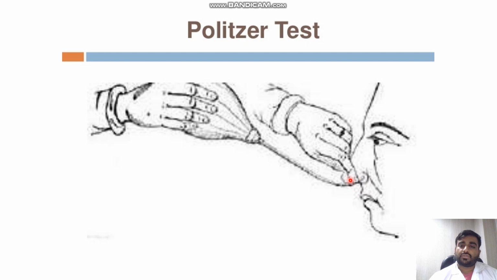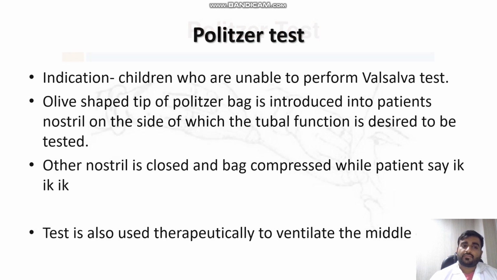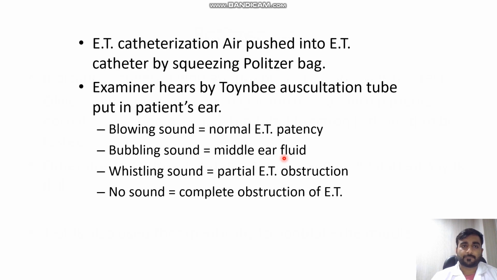The other side of the nostril is closed, and then the Politzer bag is compressed and the child is asked to swallow a sip of water or say "ick ick". If the eustachian tube is patent, a hissing sound can be heard. This is for manually building positive pressure in the nasopharynx. The test is also used therapeutically to ventilate the middle ear.